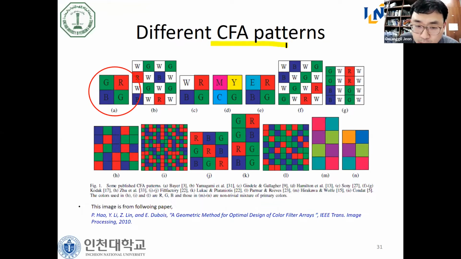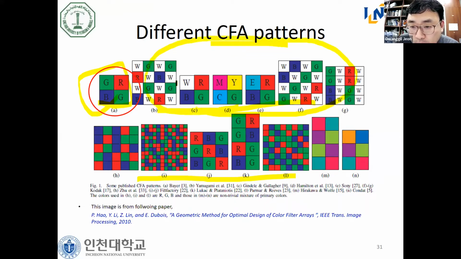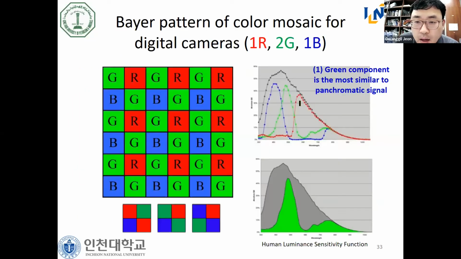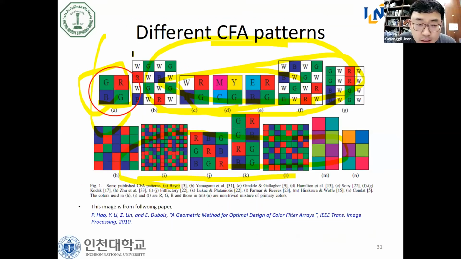There are several CFA patterns. This is the Bayer pattern, the most popular, and the rest were introduced by others. Like these are introduced by Kodak, and the rest are in papers where some authors introduced them. And Fujifilm uses this diagonal CFA pattern. If we are using a Bayer pattern, let me recall that the Bayer pattern is this one. Bayer used two green, one red and one blue out of 4 pixels.